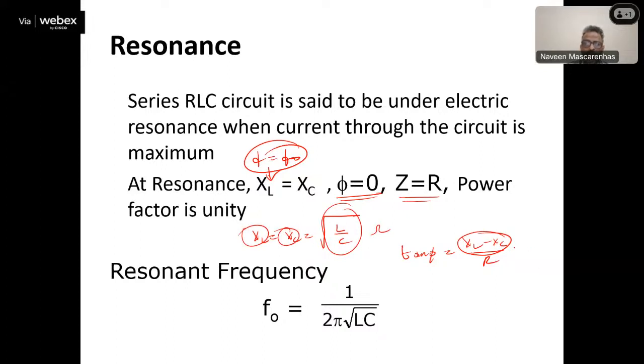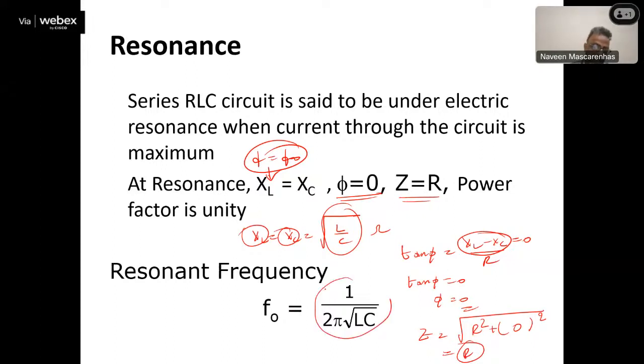So tan phi is equal to 0 means phi is equal to 0. XL minus XC is 0, so XL is equal to XC, which means tan phi is 0. And tan can be 0 only for phi equal to 0. What about Z then? Z becomes R. Why? Z is root of R square plus (XL minus XC) the whole square, which is 0 square now. The root of R square is R.